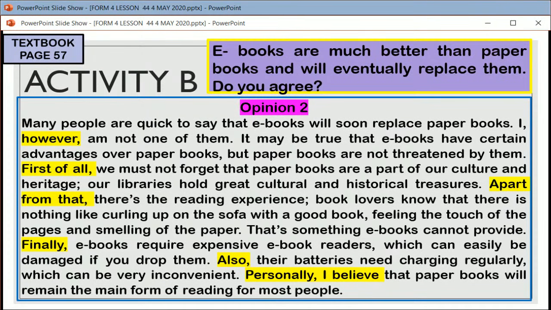The smell of the book, I think you're trying to say. Daniel, you're giving me the answer based on what you heard, what I said, right? But what about the one in the text? Smelling of the paper, curling up on the sofa with a good book. So there are a few answers there. The smelling of the paper is the end.